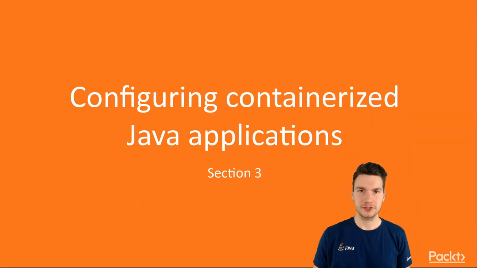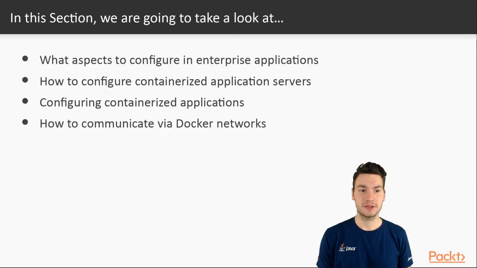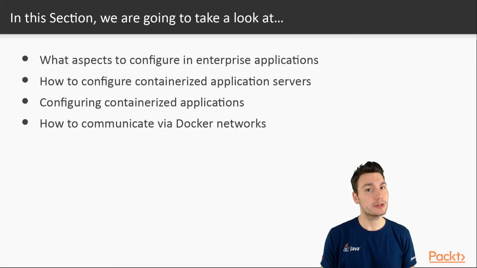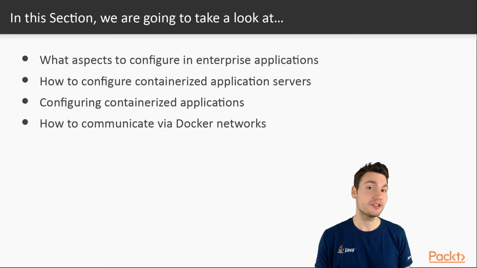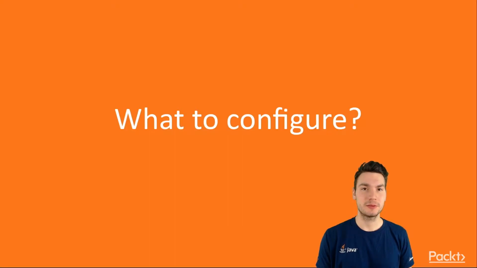In this section, we're going to see how we can configure containerized Java applications. We're going to see what aspects we need to configure in enterprise applications, and then how to configure both containerized application servers and applications. Then lastly, we're going to see how we can communicate in Docker networks. So the first video is about what to configure in enterprise applications.